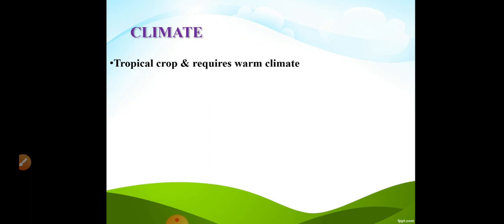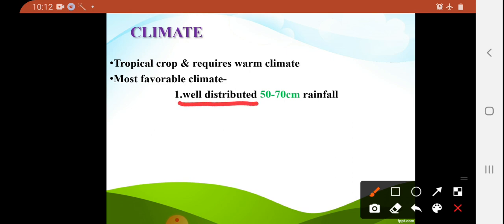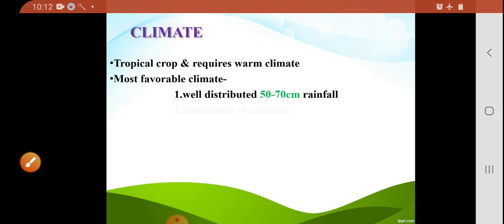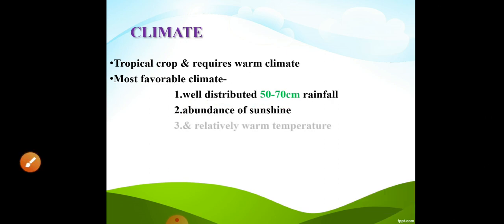Mostly this groundnut is a tropical crop, and if we think about the most favorable climatic situations for better yield of this groundnut crop, the first climatic situation important for this crop is well distributed rainfall, at least 50 to 70 centimeter of well distributed rainfall. Next, this crop requires abundant sunshine throughout its lifespan.